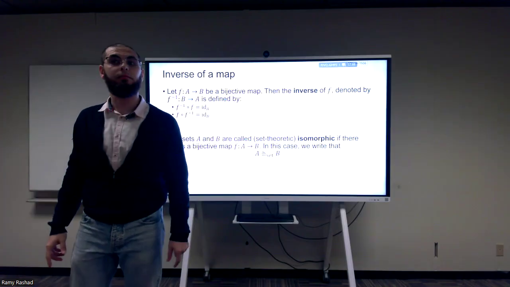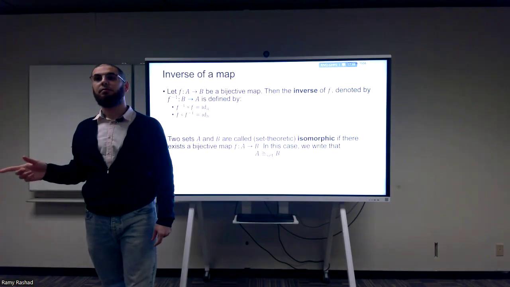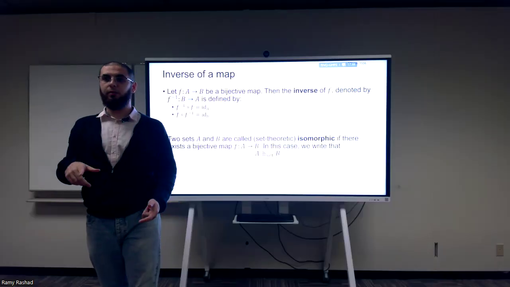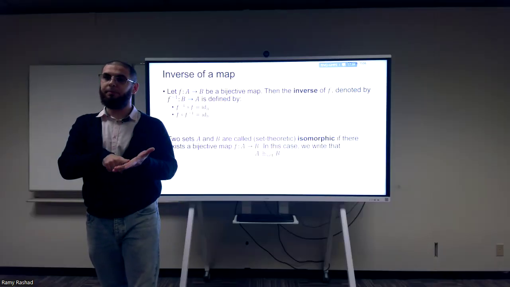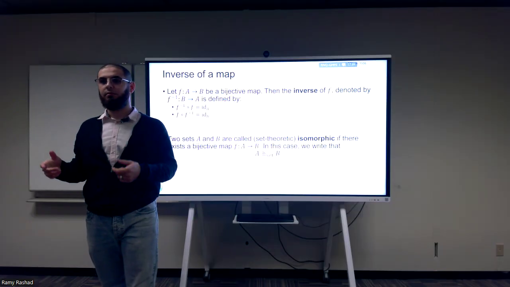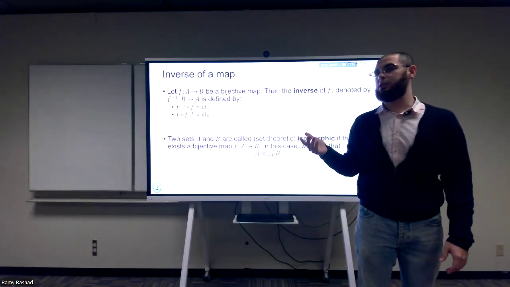Is this the same map? Do they map the same sets? F1 goes from A to B. F2 goes from A to B. Are they the same map? Is each one of them a bijection? Yes. Okay. I'll give you a map that's not a bijection.